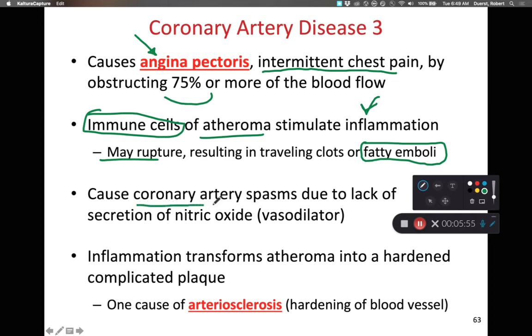This is going to cause coronary artery spasms. These coronary artery spasms are where the coronary arteries are contracting and relaxing, spasming due to the lack of secretion of nitric oxide, which is a vasodilator. So this spasm, this contraction, is not a good thing. It's going to restrict blood flow even more. This inflammation is also going to transform the atheroma into a completely hardened and complicated plaque.